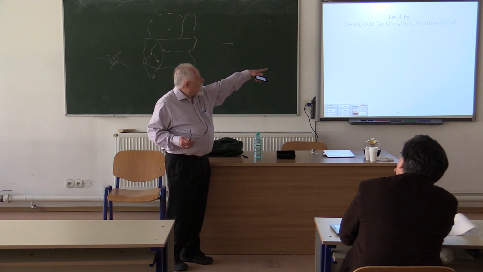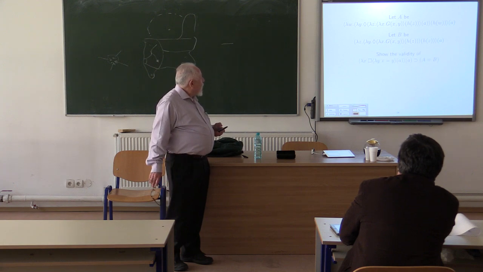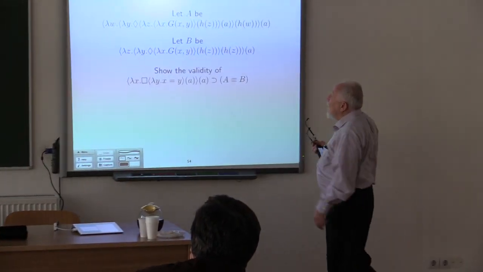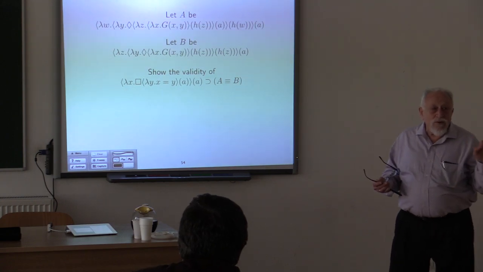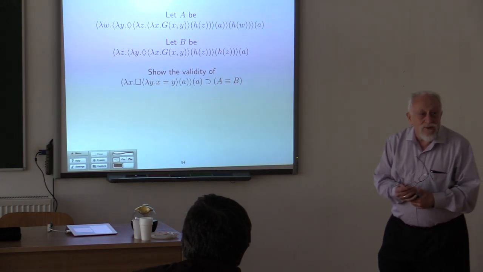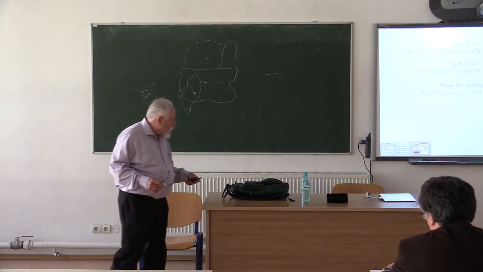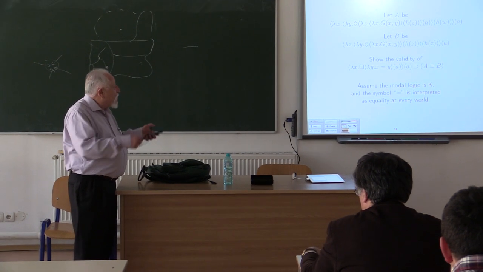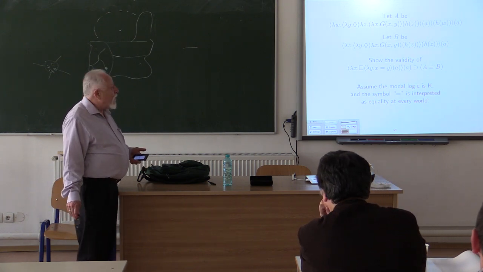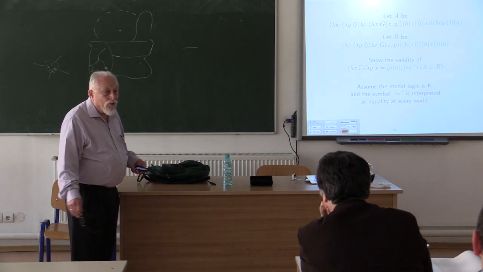Suppose capital A is this first formulation that I had. Capital B is the second formulation. And this is a valid formula. If A is locally rigid, then capital A and capital B are equivalent, not just in that one model I showed you, but under all circumstances. That is, valid means true in all models. Now, you can assume the modal logic is K, which is the weakest of the normal modal logics, which means it will hold in any normal logic. You have to assume equality is interpreted as the equality relation of all possible worlds.